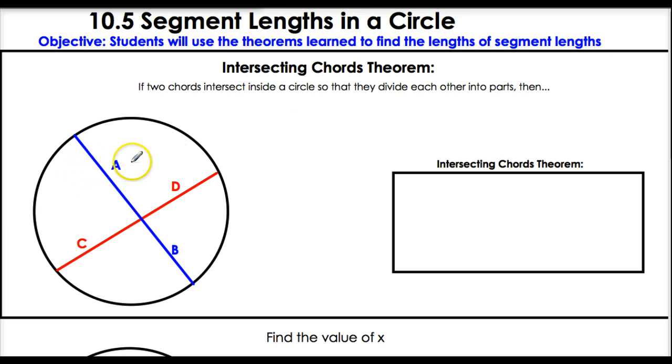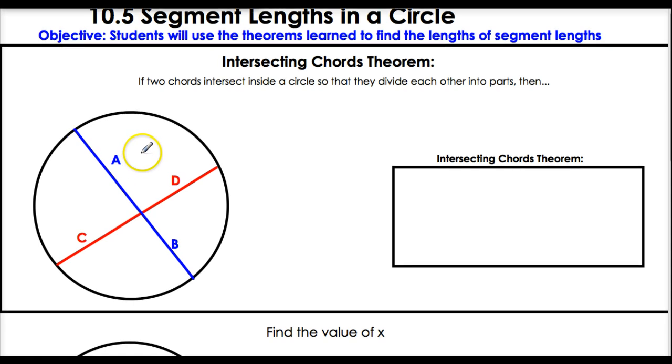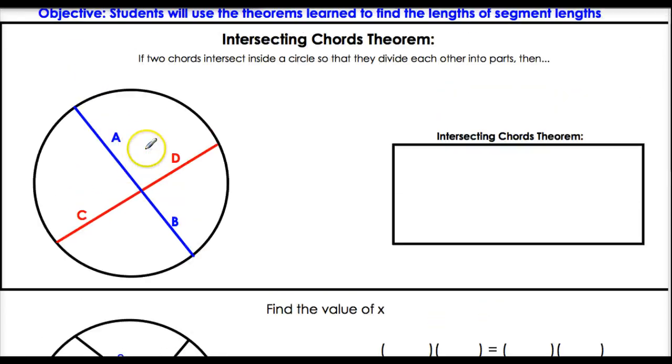So the first one we're going to start with, and there are three theorems you're going to learn today, has to do with chords, and this is probably the most simple. This is called the intersecting chord theorem, and we're going to be finding the lengths of these segments of the chords. The intersecting chord theorem is just this. If two chords intersect inside a circle, and we know these are chords because their endpoints are on the circle, so that they divide each other into other parts, then this is what we know.